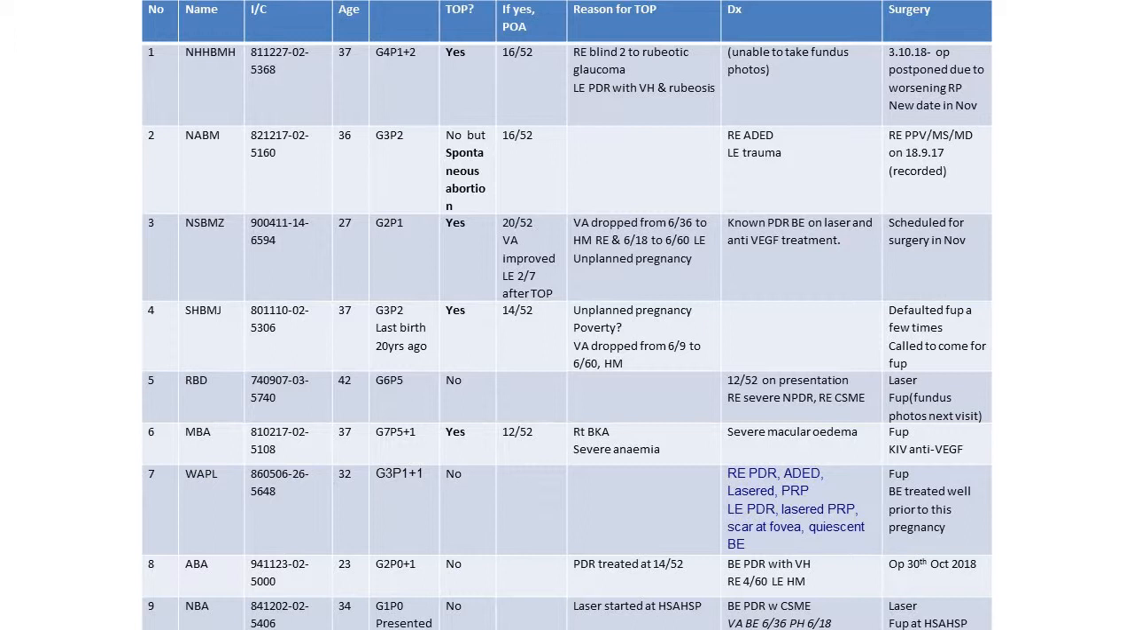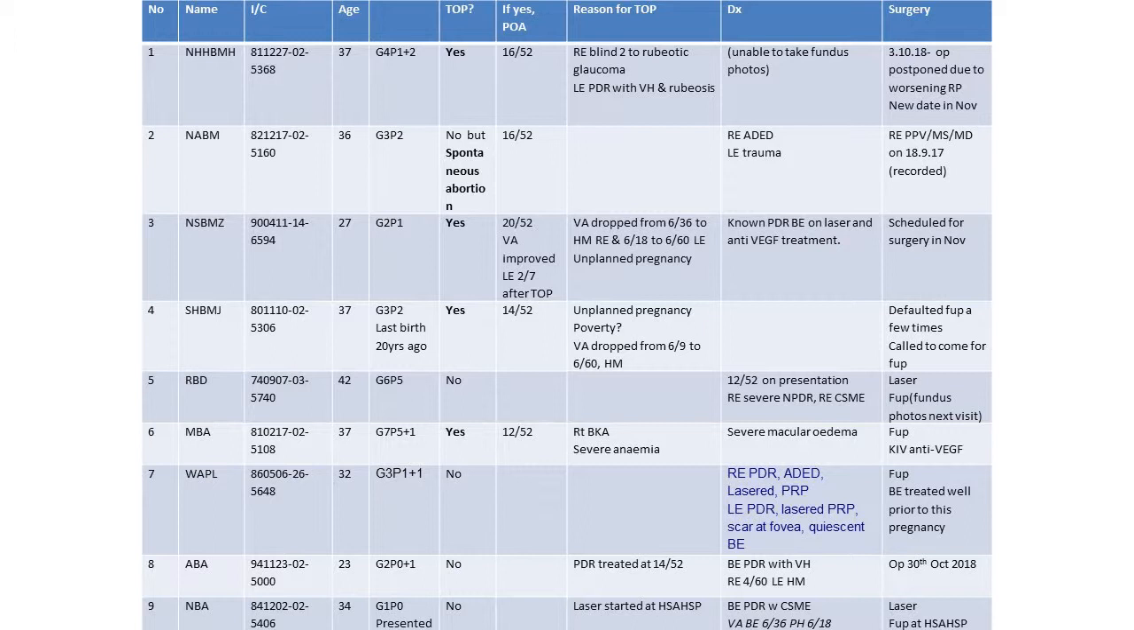Number 2 is the patient with spontaneous abortion. Number 3 is a 27-year-old lady, G2P1, at 20 weeks. She opted for termination, and I felt I hoped that she would continue, but this again was an unplanned pregnancy, and the vision dropped in the right eye from 6/36 to hand movement. I just would like to inform you, prior to that, she was on follow-up and her vision was poor. She had low vision.